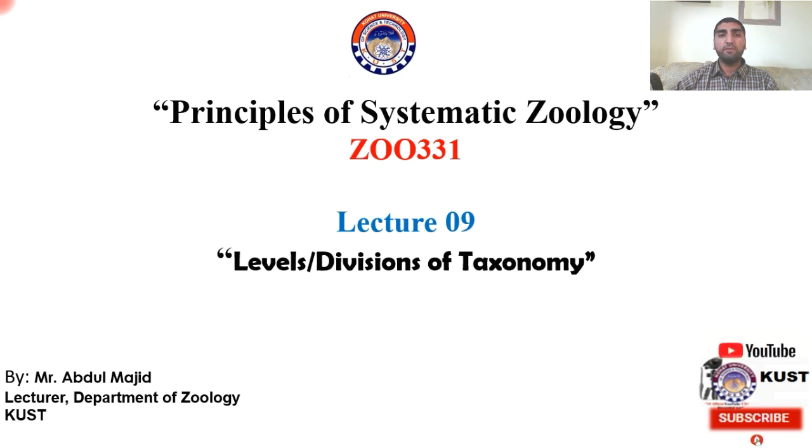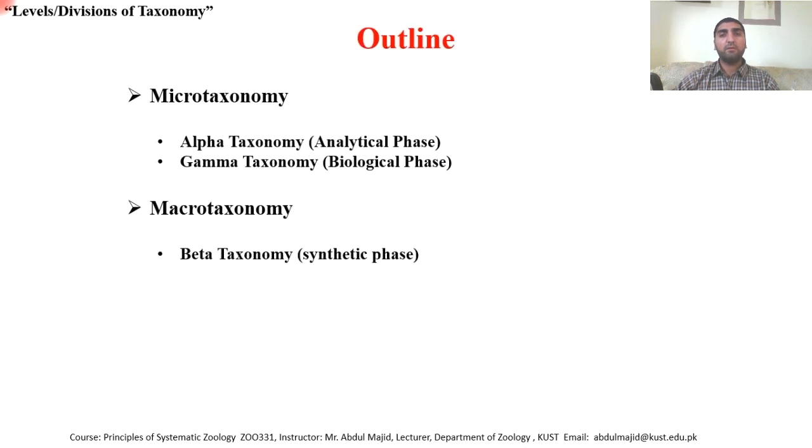In lecture number 9, we will talk about levels and divisions of taxonomy. Outlines. In today's lecture, we will talk about microtaxonomy, which has two phases or two parts. Number one, alpha taxonomy, which is also known as analytical phase, and the second is gamma taxonomy, which is also known as biological phase. And then we will talk about macro taxonomy, which has only one phase, that is beta taxonomy or synthetic phase.